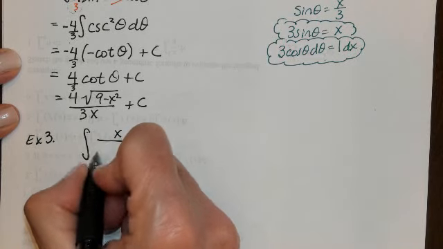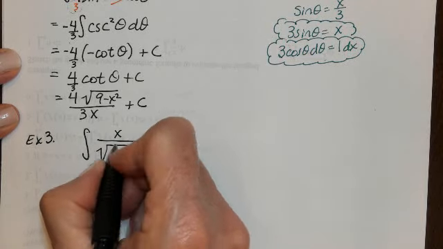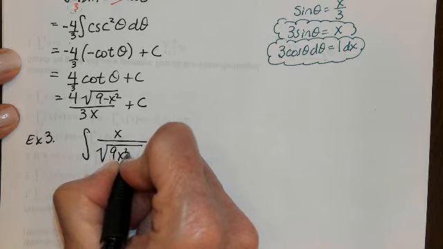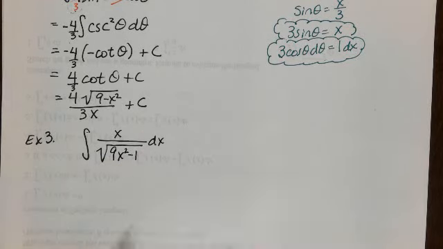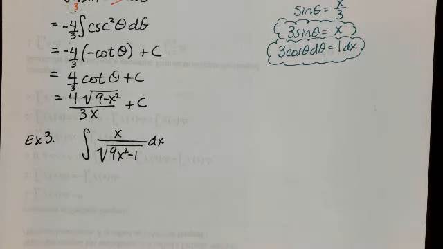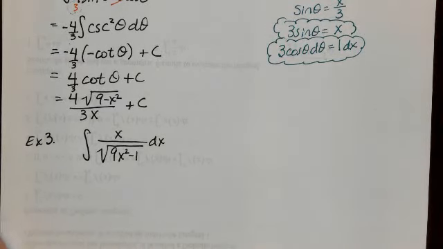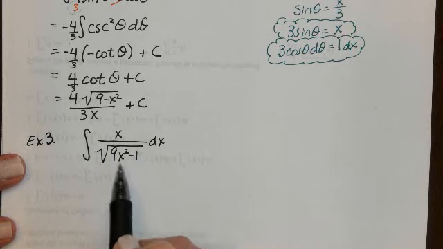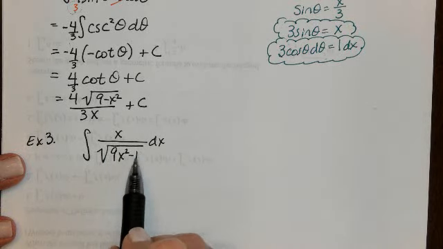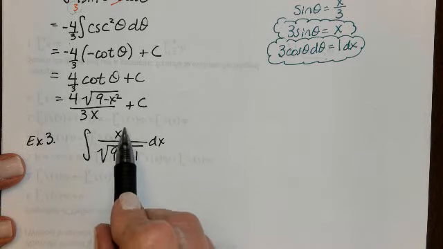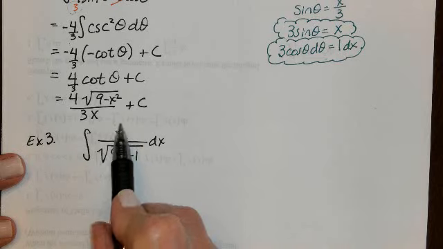Okay, next up: x over square root of 9x squared minus 1 dx. Well, in this one, I always look at u sub first, you guys. If we let u be what's inside the radical, du would have an x in it, and look what we have. Like a gift from Santa Claus, we have an x up there.